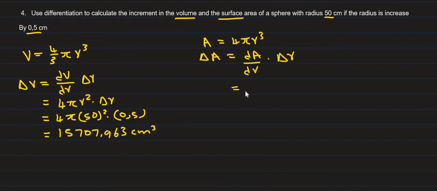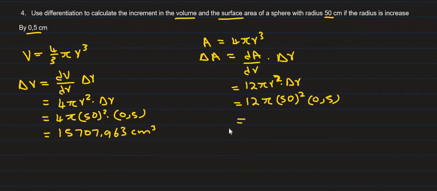The derivative with respect to r is 8 pi r, multiplied by change in r. Then we substitute: 8 pi times r, which is 50, times change in r, which is 0.5.